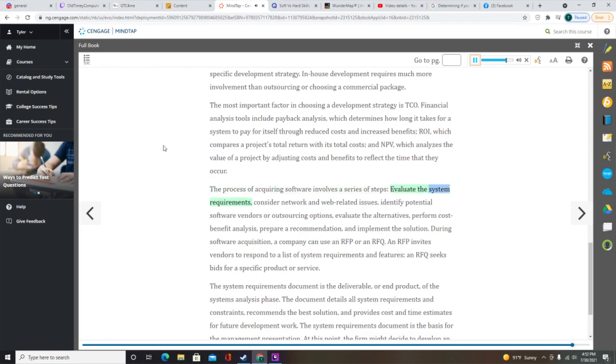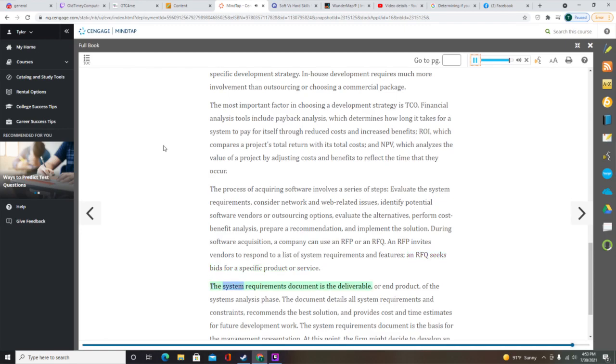Evaluate the system requirements, consider network and web-related issues, identify potential software vendors or outsourcing options, evaluate the alternatives, perform cost-benefit analysis, prepare a recommendation, and implement the solution. During software acquisition, a company can use an RFP or an RFQ. An RFP invites vendors to respond to a list of system requirements and features. An RFQ seeks bids for a specific product or service.